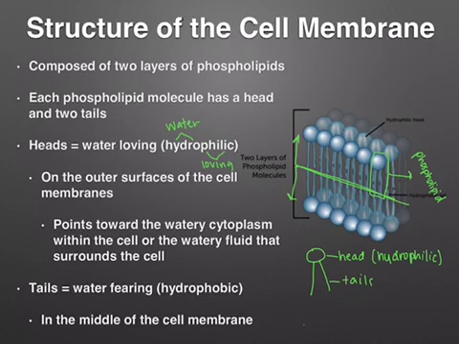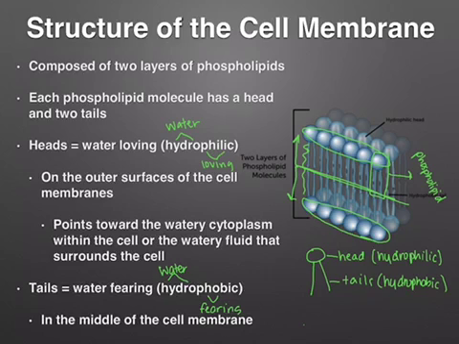The tails, on the other hand, are hydrophobic. So again, the hydro means water, and phobic means fearing. So the tails don't like water, and they're protected from the water because they point to the middle. So we have the hydrophilic heads in contact with the watery solutions, but then they protect these tails in the middle from that water.